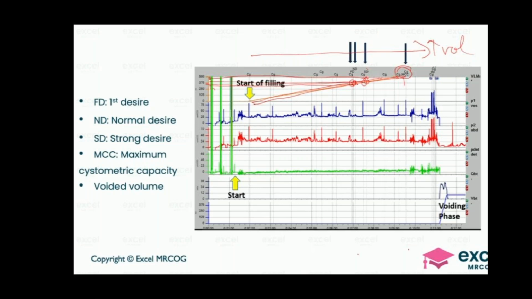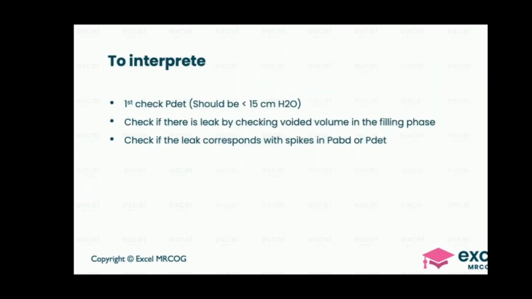This is normal. So first, to interpret, always check the P-det. P-det should always be less than 15 centimeters. Check if there is leak in any of the filling phase. There should not be any leak. Check if there is any leak corresponding to abdominal pressure rise. There should not be. So that is what we had discussed earlier as well.